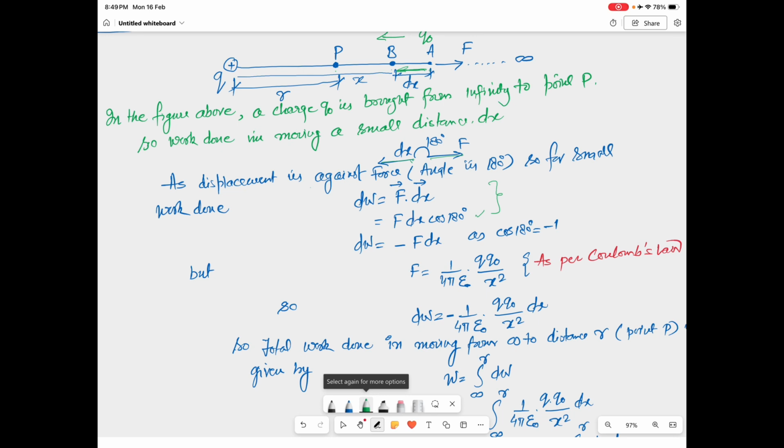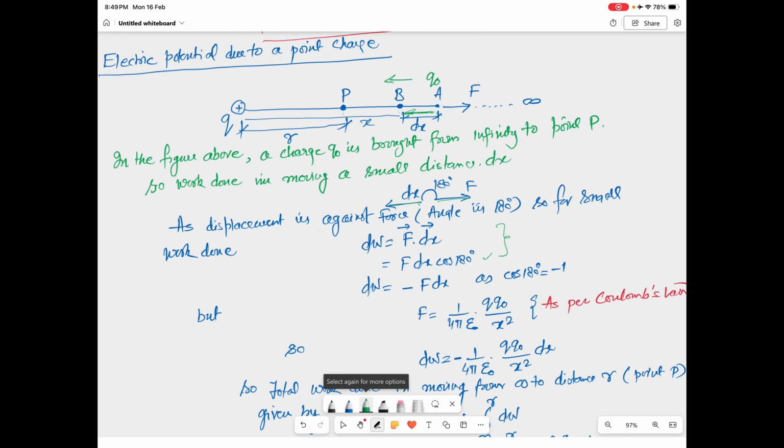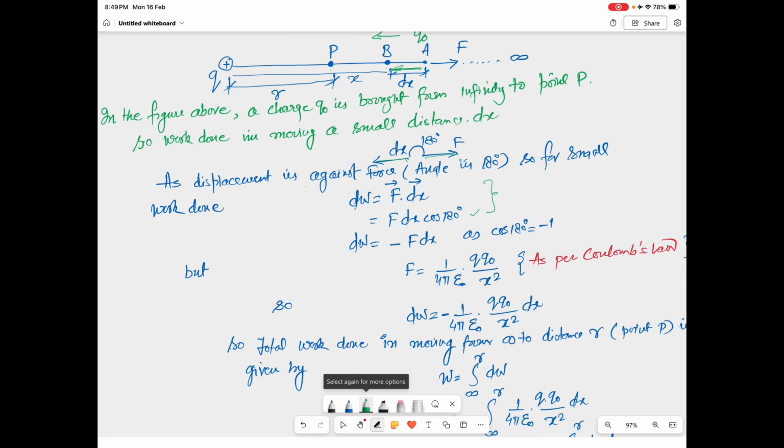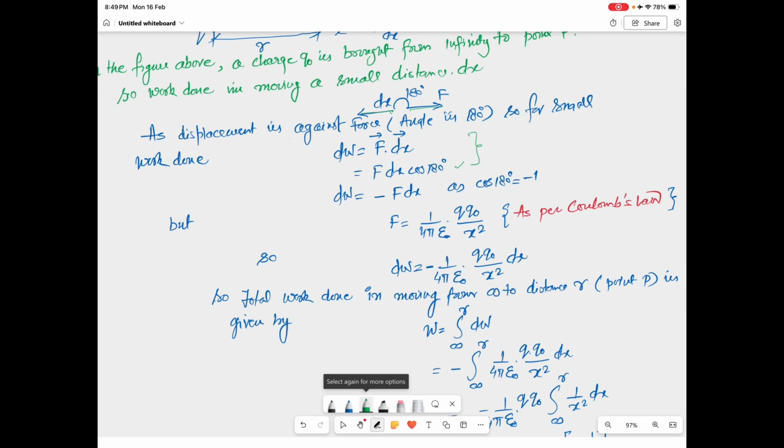So force you already know from Coulomb's law. F is equal to 1 upon 4 pi epsilon naught, q q naught by x square, if x is the distance between the charge q and the point B, which is at a distance x.